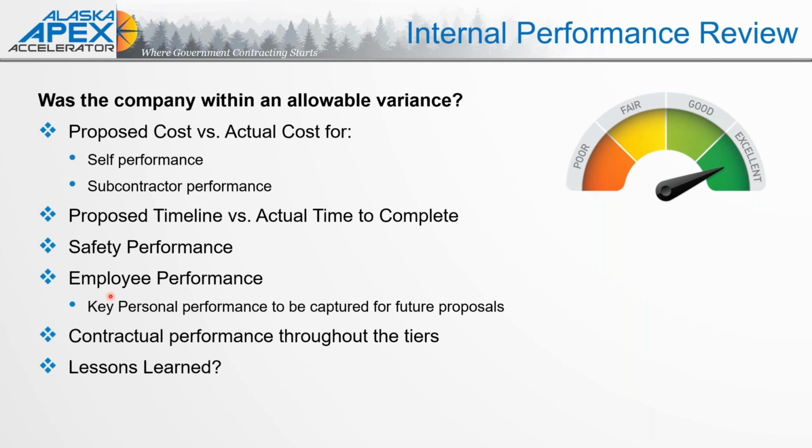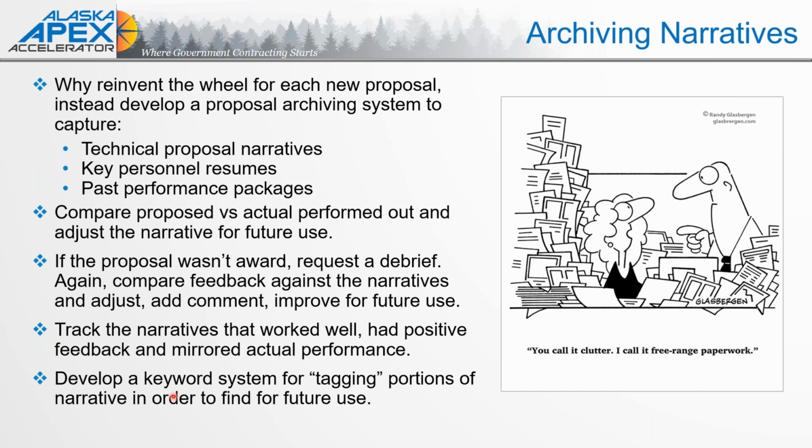So safety performance, employee performance, looking at that performance throughout all the tiers. And again, what lessons have we learned? What do we want to address? Is this something that we need to then implement as new processes to not have these same problems from contract to contract? So archiving narratives.